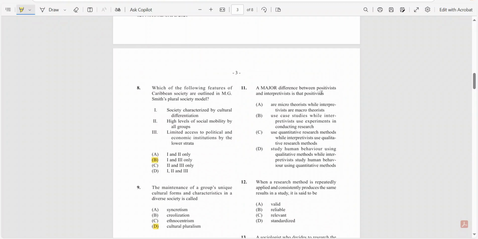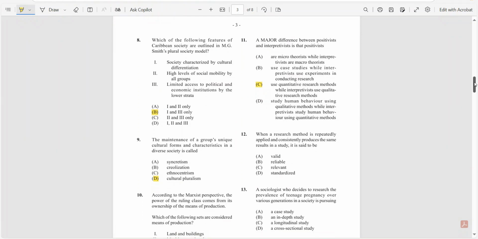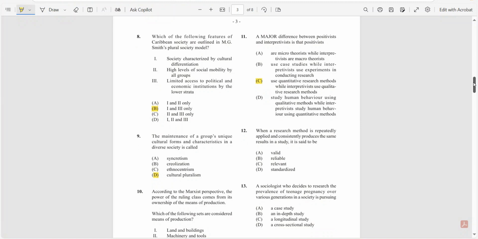11. A major difference between positivists and interpretivists is that positivists A. are microtheorists while interpretivists are macrotheorists. B. use case studies while interpretivists use experiments in conducting research. C. Positivists use quantitative research methods while interpretivists use qualitative research methods. Or D. positivists study human behavior using qualitative methods while interpretivists study human behavior using quantitative methods. Alright, so we know that the positivists use quantitative methods while the interpretivists use qualitative research methods. So the answer is C.